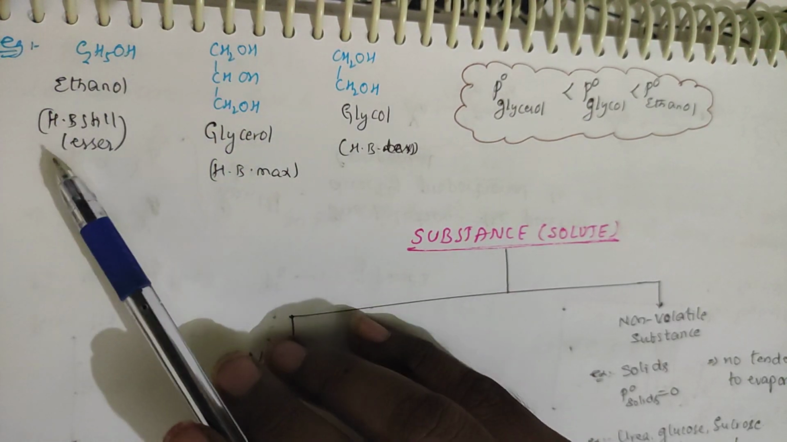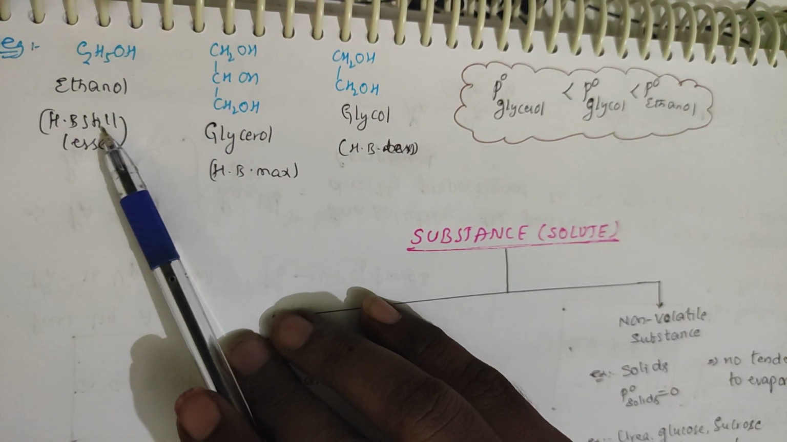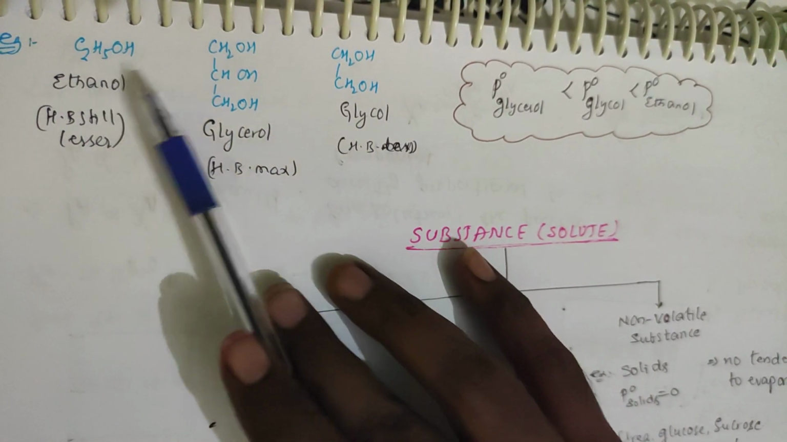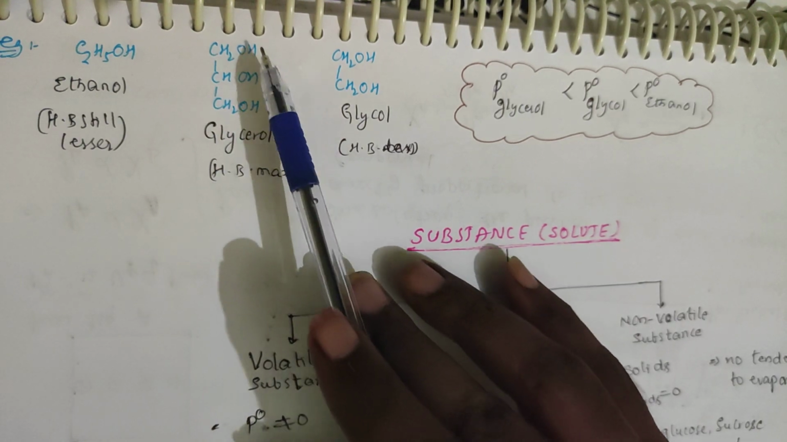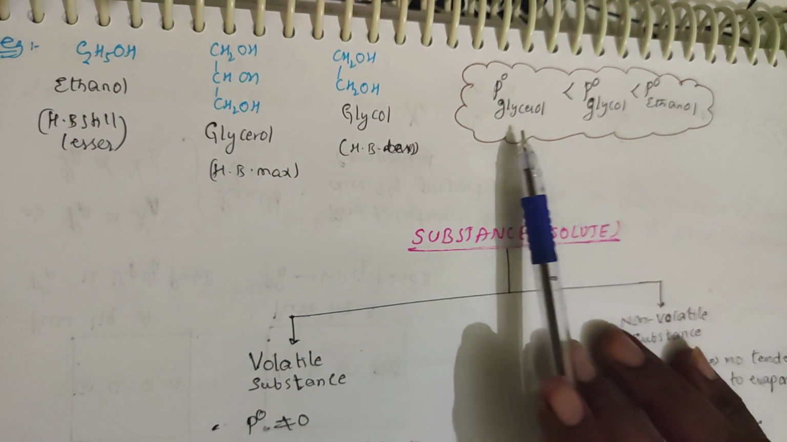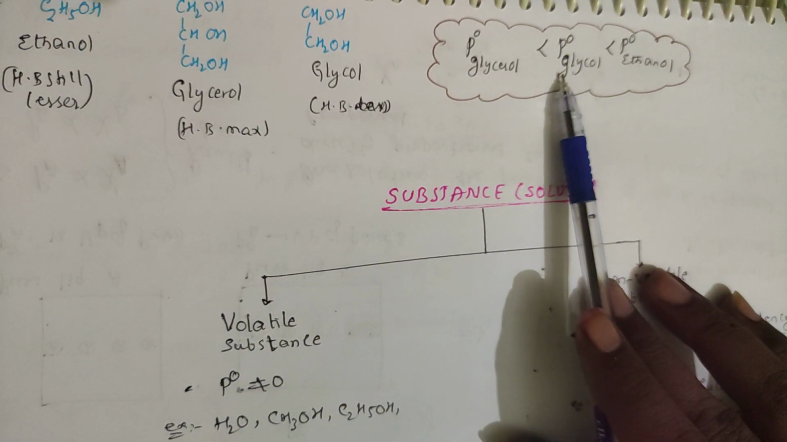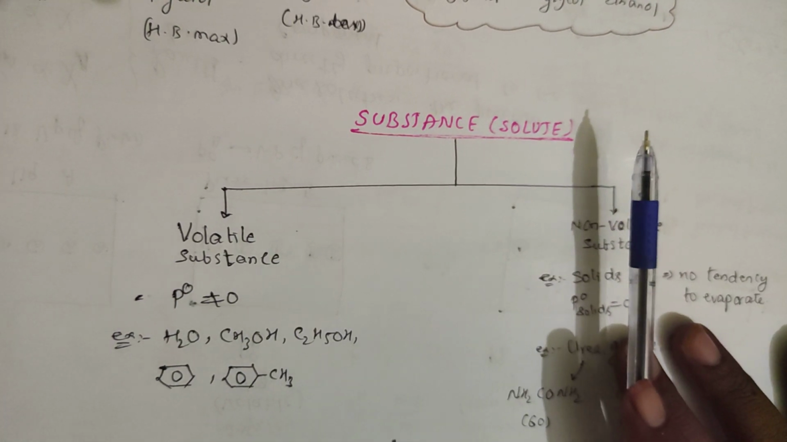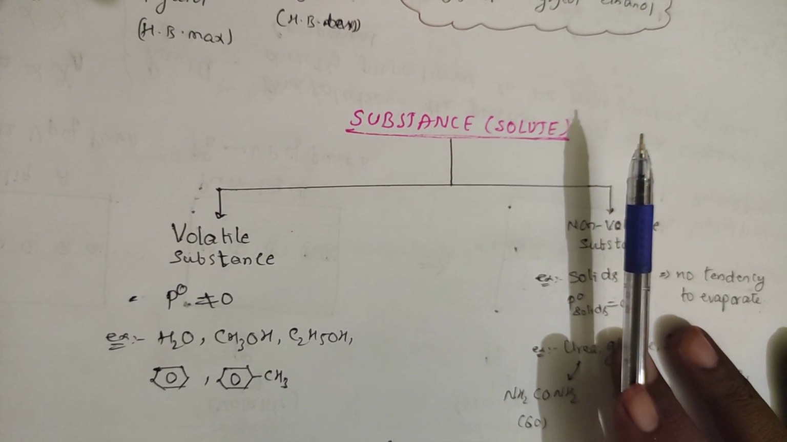So in which interactions are very less? So in this interactions are very less, in this very more, in this somewhat better, intermediate between these two. Okay, so here more interaction, so vapor pressure will be very less. So P naught of glycerol is very less compared to P naught of glycol, compared to P naught of ethanol. So now for a solvent you will be adding a substance, right?